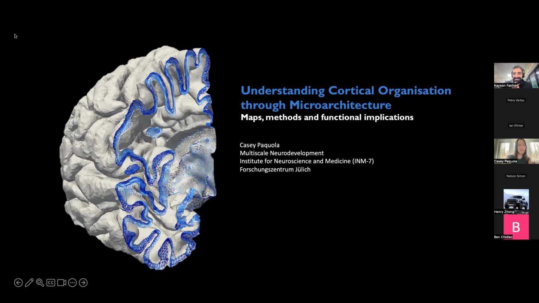Today I wanted to focus on one aspect of our research, which is really focusing on the microarchitecture. This is something we take a special interest in because I think it's a bit underappreciated, or under-acknowledged, in the field. So I think it's really fun to spotlight and talk about how this can be useful in terms of understanding cortical organization, and also incorporating it into computational models, or just generally into our understanding of the brain and our neuroscientific analyses.